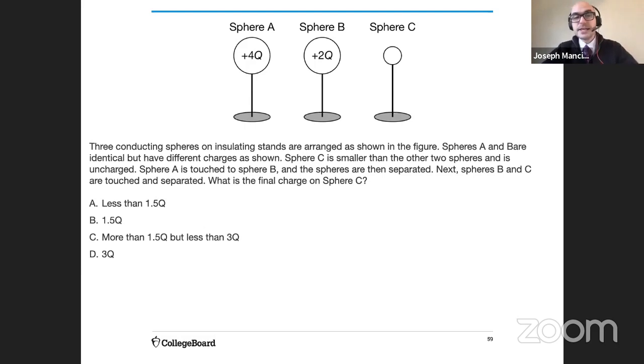Nestled into this is the idea that once A and B touch, they will have equal amounts of charge, plus 3Q. But when B and C touch, because C is smaller, C will hold less charge to be at the same potential, a concept that we'll be discussing shortly. So even though B and C touch when B has a charge of plus 3Q, C will have a charge of less than 1.5Q.